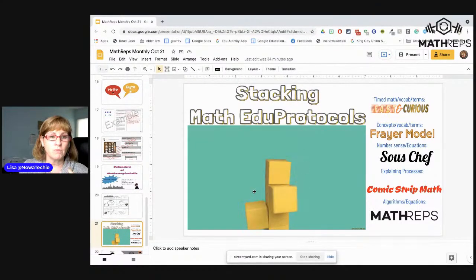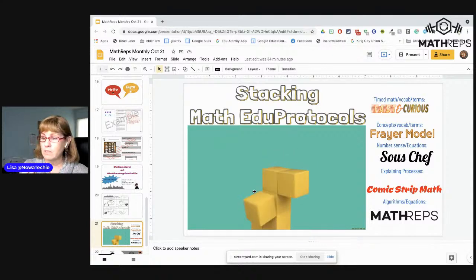Sous Chef is a review. Comic strip math, again, it's making them break down that process. And it's more of a review as well. You wouldn't give it to them in the beginning of a unit. You would give it to them towards the end of a unit. And MathReps is throughout. It's just the algorithms and the equations and those basics.